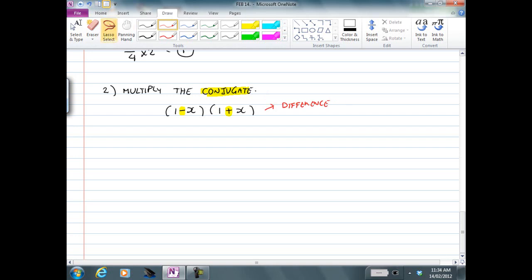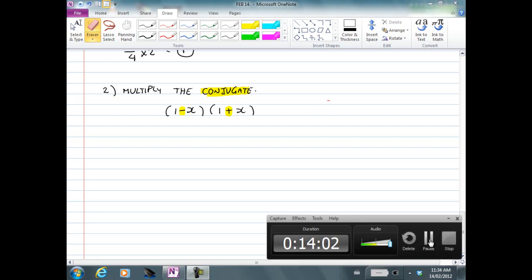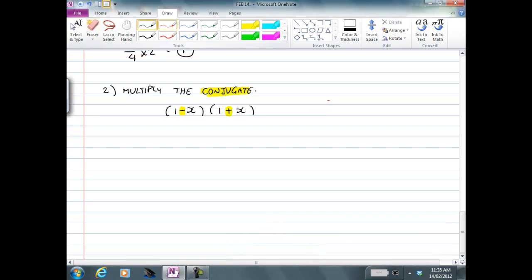Actually, no. I'll teach you about that later. But for now, I want you to multiply this out. Take a minute, multiply this out. I'm going to pause. If I were to multiply this out, you have 1 plus x minus x minus x squared. So really it becomes 1 minus x squared, which is correct.